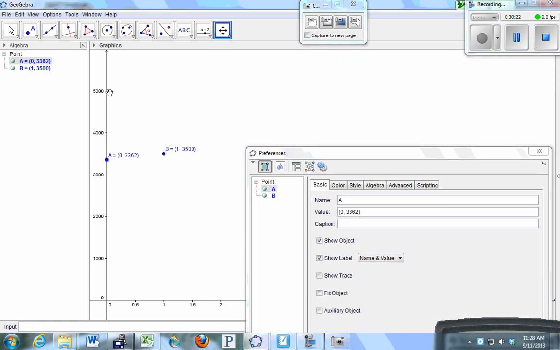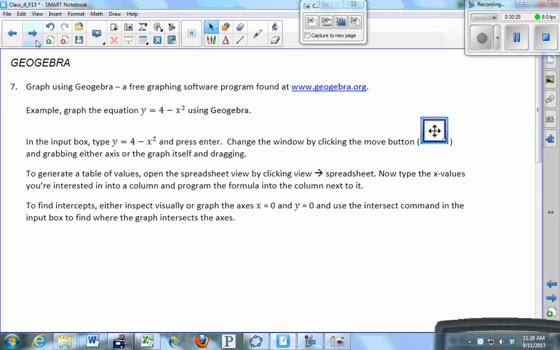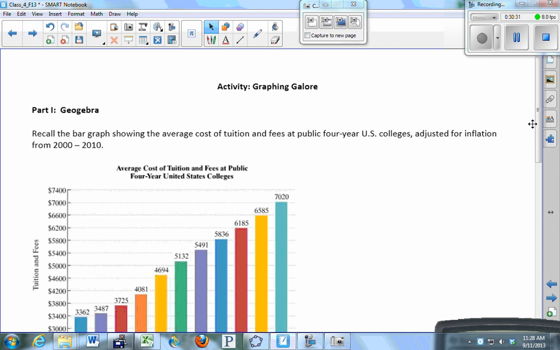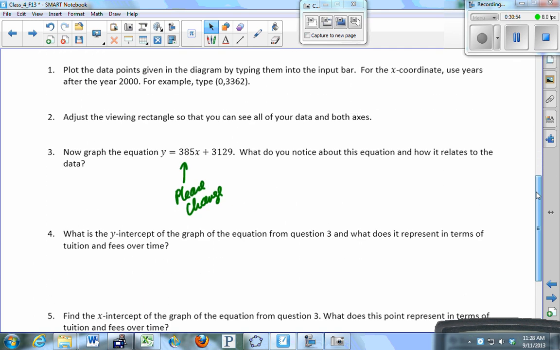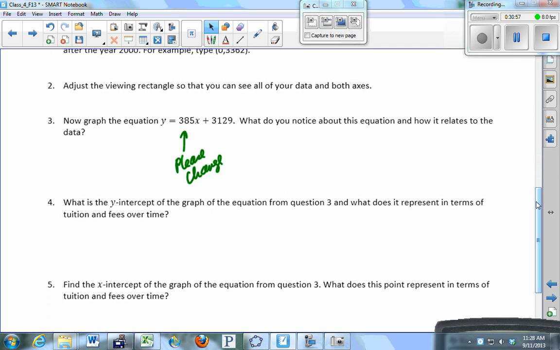All right. Now, there are typos in your lecture notes, so let's fix them right now. There are 3 typos. If you look down to number 3, you have an equation. Does your equation look like my equation? No, because it says 985, doesn't it? So please change that to 385. That's one change. And then questions 4 and 5 refer to question 6. Please change that to question 3. Make those little changes.